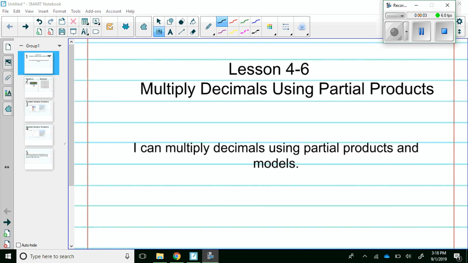Today's lesson is lesson 4-6, multiply decimals using partial products. I can multiply decimals using partial products and models. Pause the video now to write the lesson number, title, and I can statement in your math notebooks. Press play when you're ready to continue.